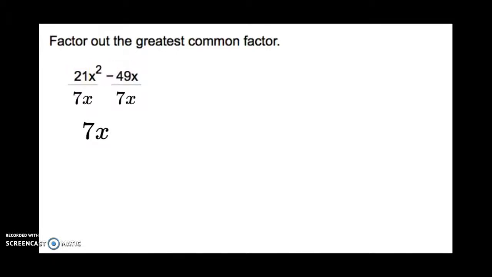So now what we do is we need to divide both of these terms by our greatest common factor. 21x squared divided by 7x. 21 divided by 7 is 3. X squared divided by x is x. 49 divided by 7 is 7. And x divided by x is 1. So we have 7x and then in parentheses 3x minus 7. So that is our answer.